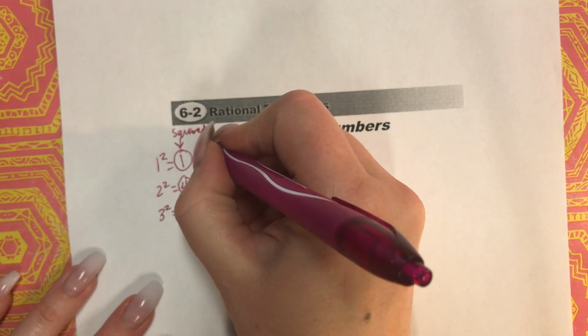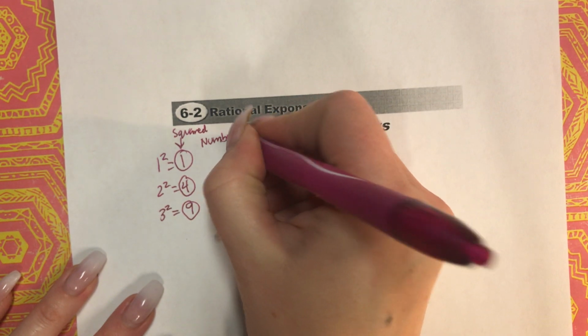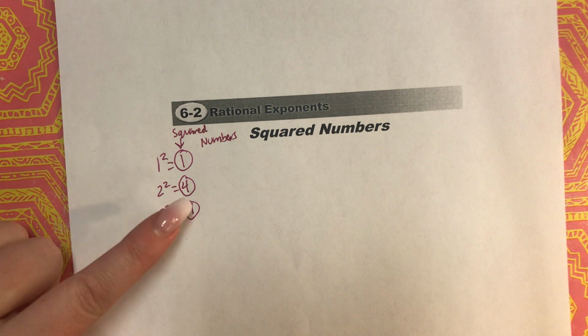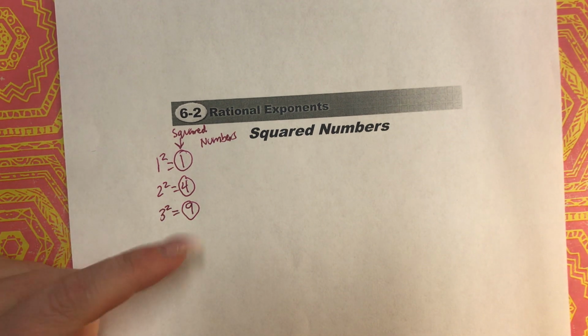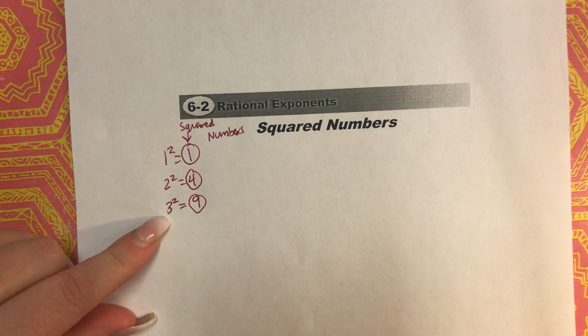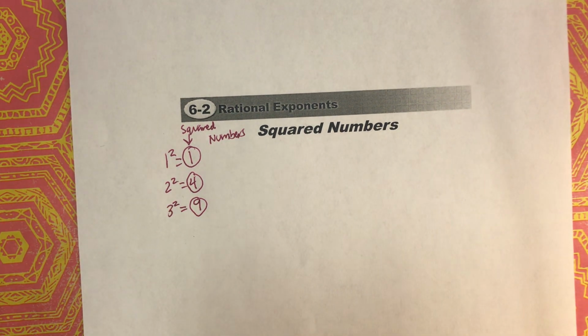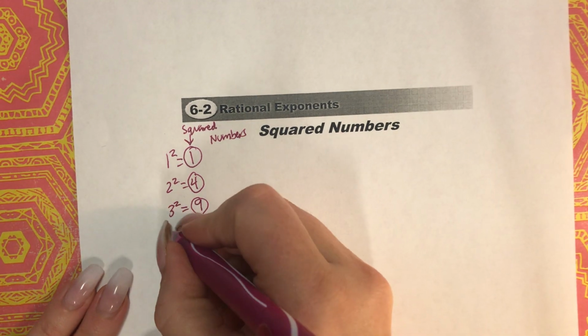It's very important that you're able to identify what squared numbers are. So when you see 1, you know that's the same thing as 1 squared. When you see 4, you know that's the same thing as 2 squared. When you see 9, you know that's the same thing as 3 squared. These are squared numbers, and we really need to memorize them. So we're going to keep going.